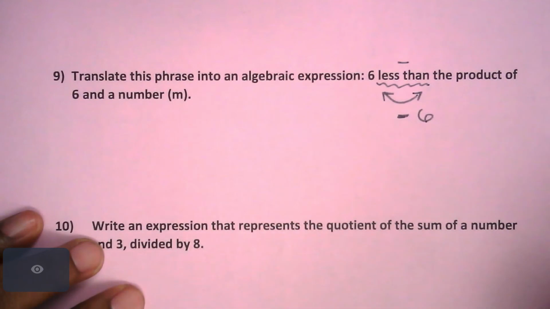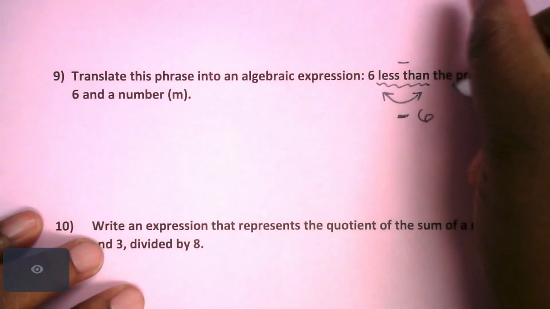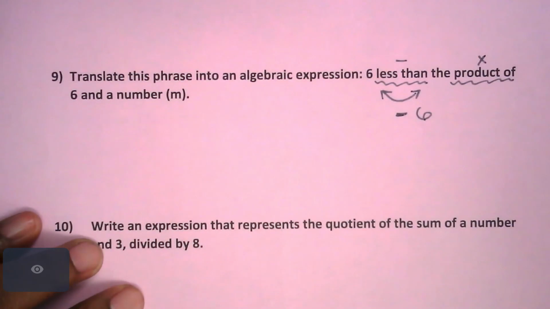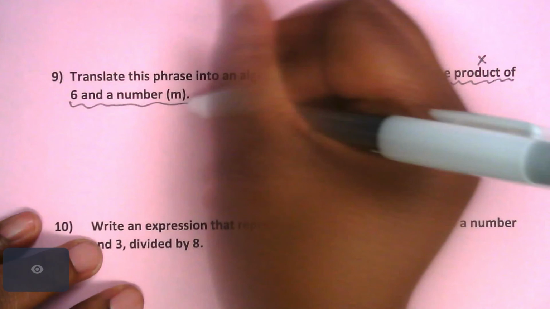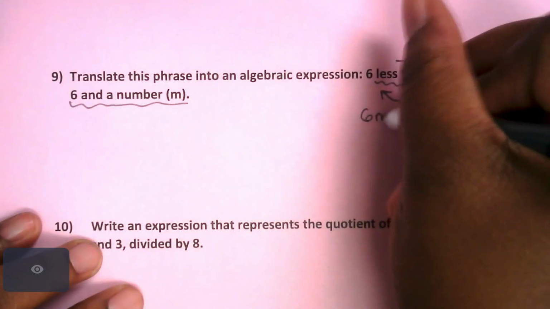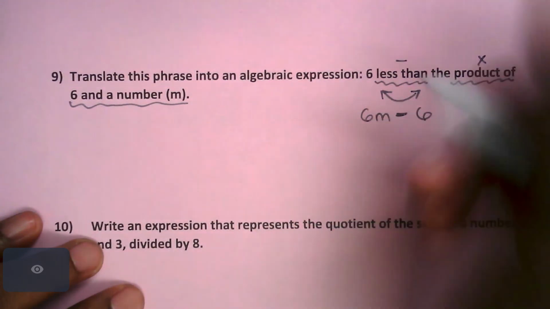All right. And what is going to go over here? The product of, and remember, product of is telling us, hey guys, we're going to multiply. The product of what? 6 and a number m. So 6 times m. So this gives me 6m minus 6.